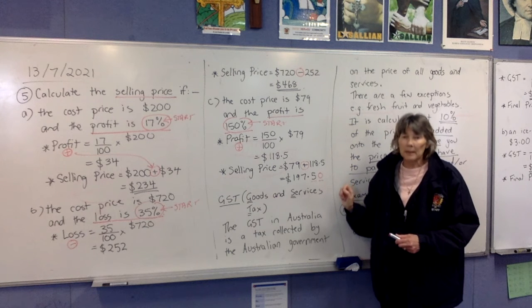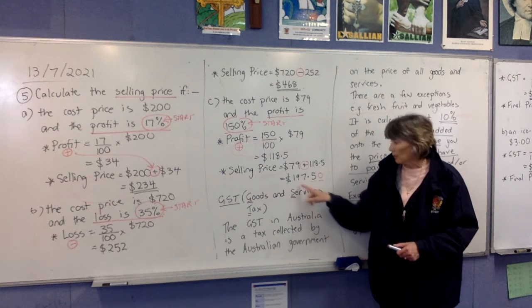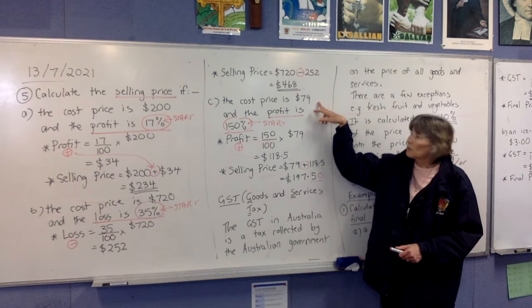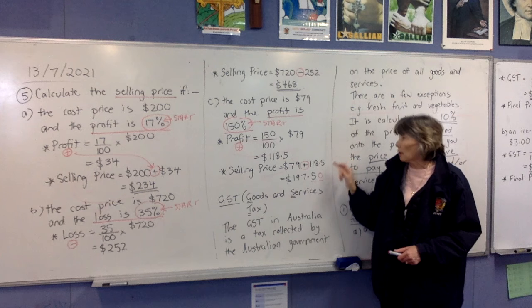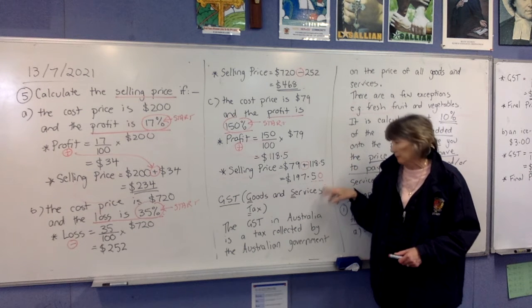Now, yes, money has to have two decimal places, so you will put a 0 on the end of that, and your answer is $197.50. So this person has started with a cost price of $79 and sold it for $197.50. So they've made a big profit.